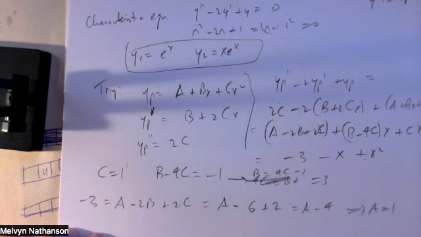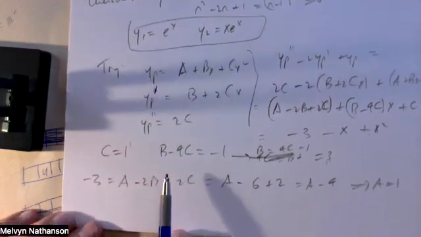Let me just double check. I have c is equal to 1. b minus 4c is minus 1, so b is 4c minus 1, which is 3. And a minus 2b plus 2c is minus 3. So that's a minus 6 plus 2, which is a minus 4, which means a is equal to 1.